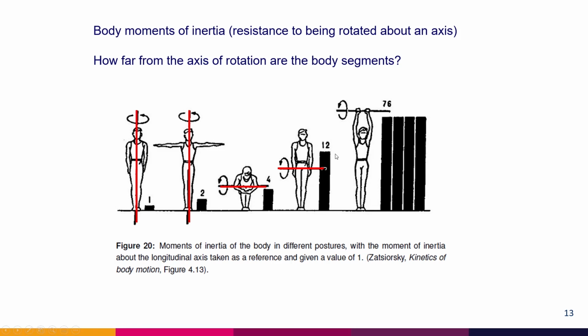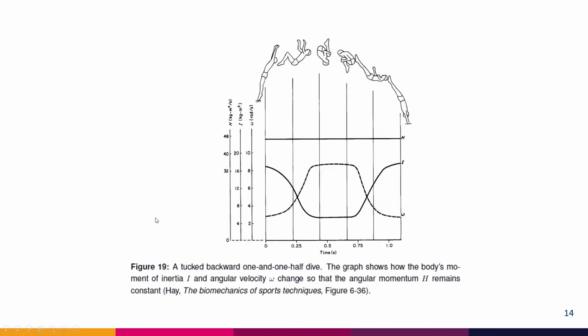And at the far end, spinning about a bar with the arms extended increases that moment of inertia to 76 times what it was in spinning around a vertical axis at the left. So you can see how by moving our body segments, we can change our resistance to turning or spinning. This is also linked to the speed at which the body spins.